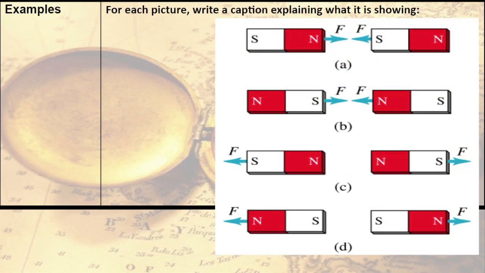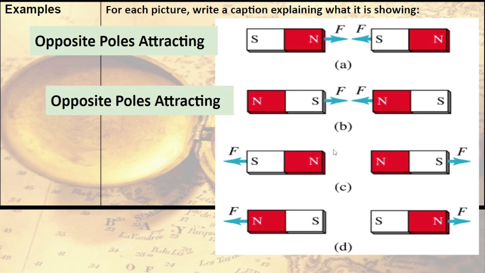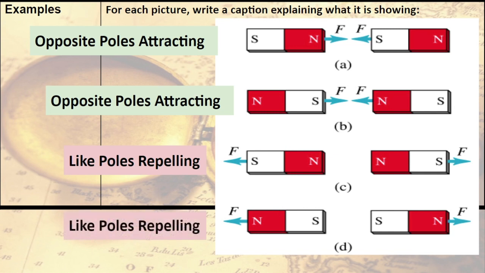Alright, now we're just going to take a look at a few situations and identify them as attracting or repelling. First one here, we have a north and south pole. These two are going to attract. The reason they're attracting is because they're opposite. Next, we have south and north. These are opposite. They're going to attract. Next, we have north and north. North and north are the same, so likes repel. And lastly, we have south-south. South and south are the same, so those are going to repel as well.